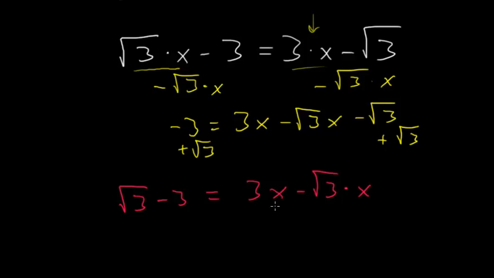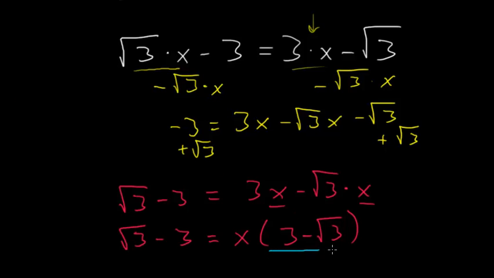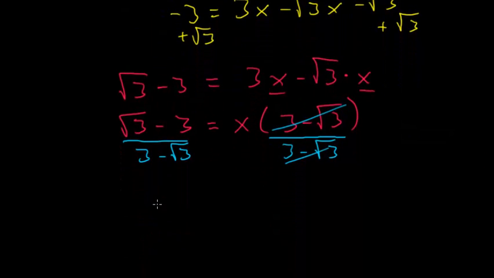And from here on the right-hand side, notice that each of these terms has an x, which we can then factor out. So the right-hand side becomes equal to x multiplied by 3 minus the square root of 3. And the left-hand side stays the same. And we can divide each side of the equation by this 3 minus the square root of 3, so that we just get x by itself. So this and this would cancel out. So now we know that x is equal to square root of 3 minus 3 over 3 minus root 3.